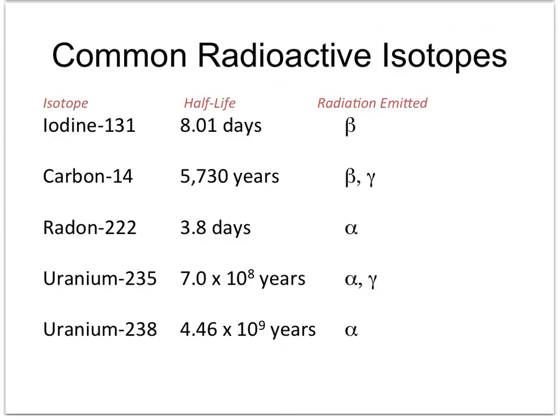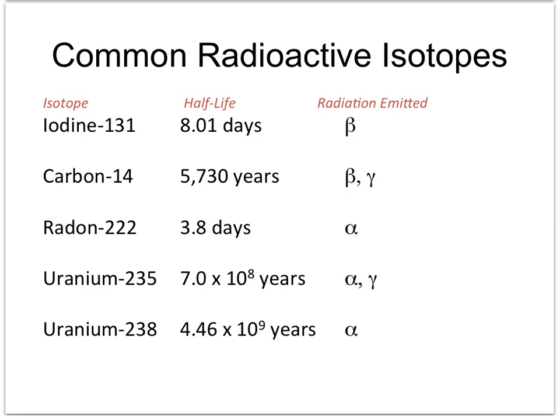Believe it or not, there are a lot of common radioactive isotopes around you. Carbon-14 is used to date very, very old objects. Radon-222 is found in smoke detectors. Both uranium-235 and 238 are used in nuclear fusion. And iodine-131 happens to be a medical isotope that is used to destroy the thyroid gland in times where there might be overactive thyroidism or even cancer of the thyroid gland.